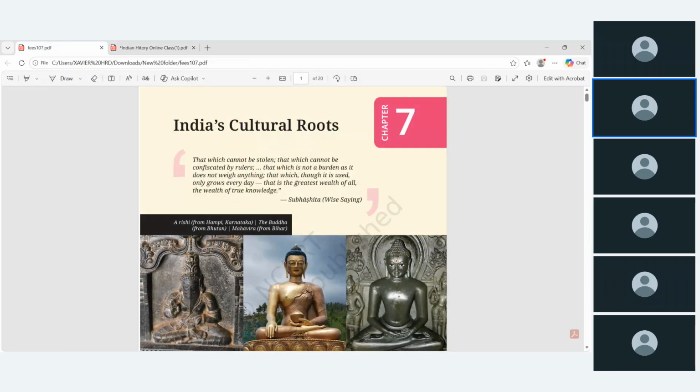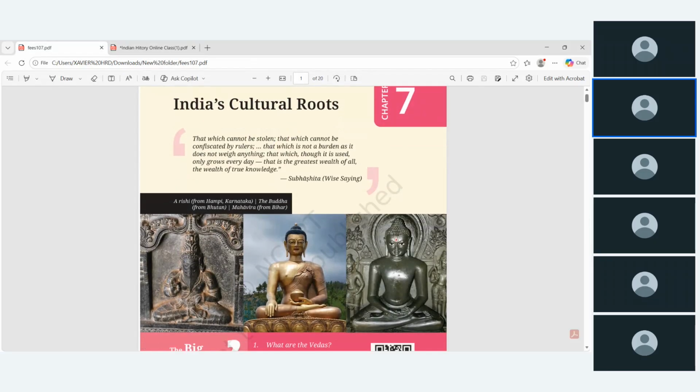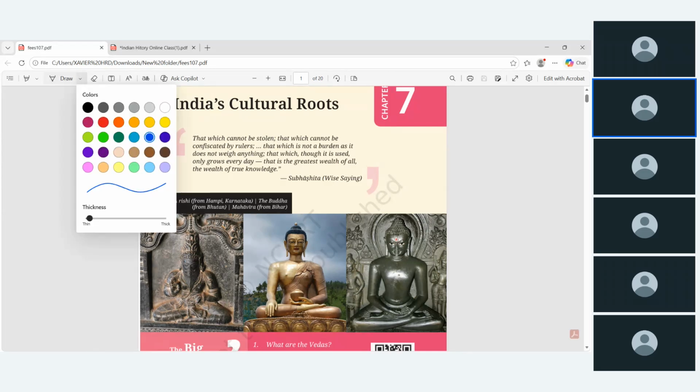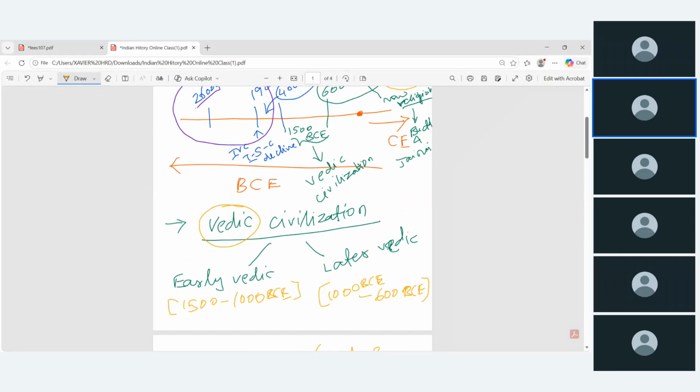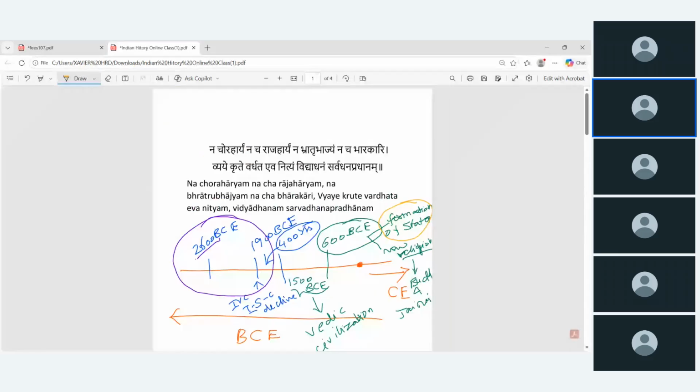This is one of the Sanskrit quotes. It fully talks about the value of knowledge or education. You must know it, and the exact Sanskrit version is here.